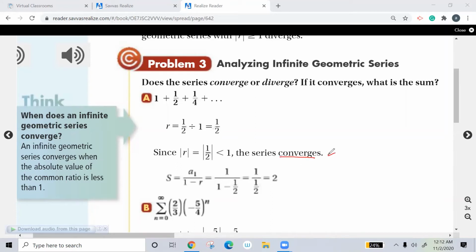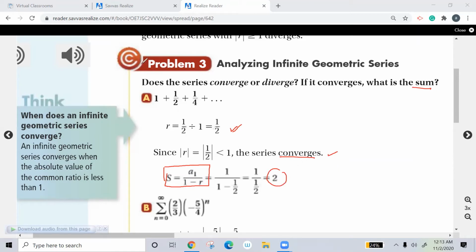If it converges, we need to find the sum. So we will use the formula S equals a sub 1 over 1 minus r, wherein a sub 1 is the first term and r is our common ratio. From the given, what is our a sub 1? Our a sub 1 is 1. What is our r? Our r is our common ratio, which is 1 half. So 1 all over 1 minus 1 half is equal to 1 over 1 over 2, or equals 2.